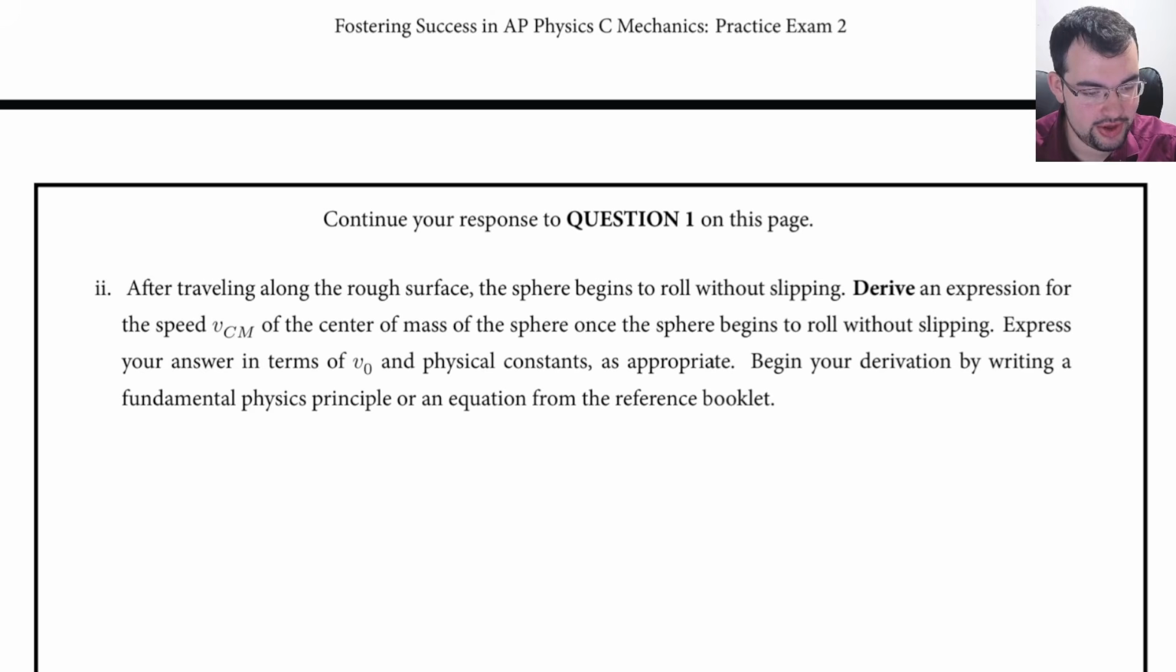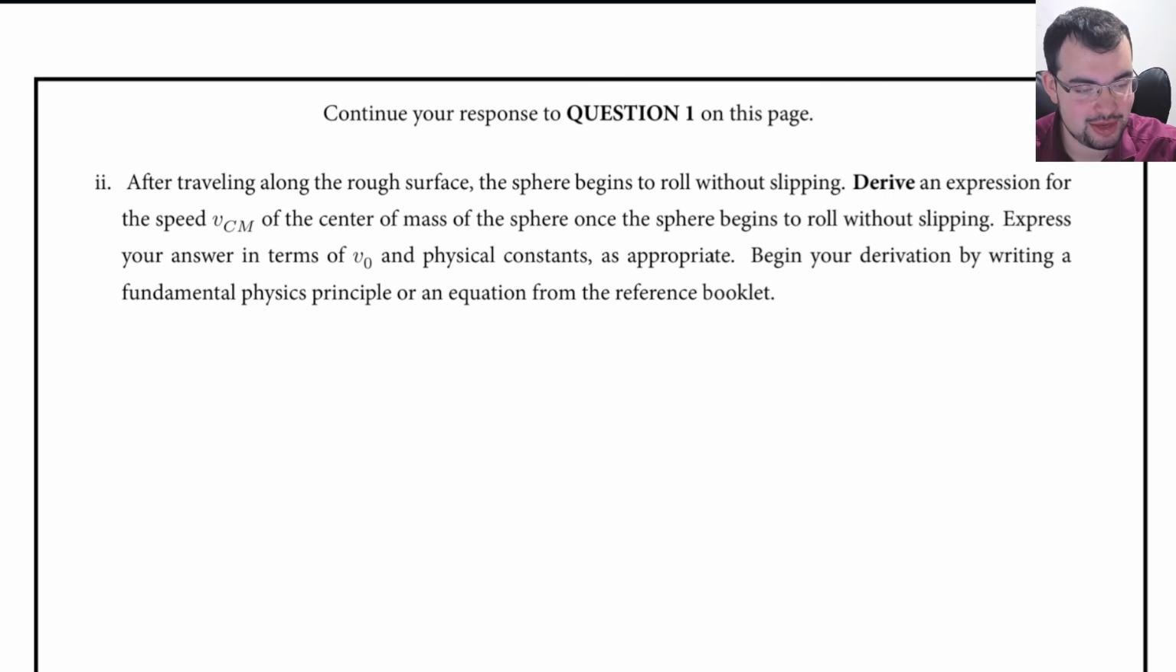All right, now we have, after traveling along the rough surface, the sphere begins to roll without slipping. Derive an expression for the speed of the center of mass of the sphere once rolling begins. It says, express your answer in terms of v0 and physical constants. So it's important when we say express your answer that as of now, we're not going to tell you any random symbols in this set that aren't in the answer. So it actually means the only thing is in terms of v0. So all of our other symbols should eventually cancel.